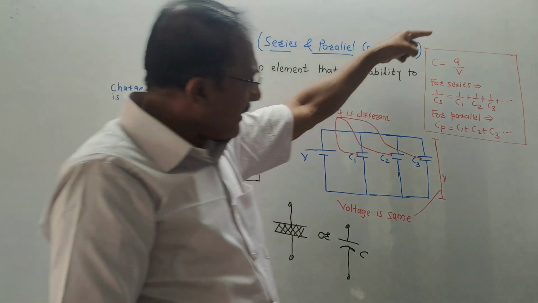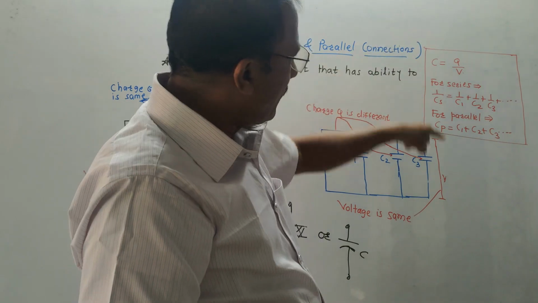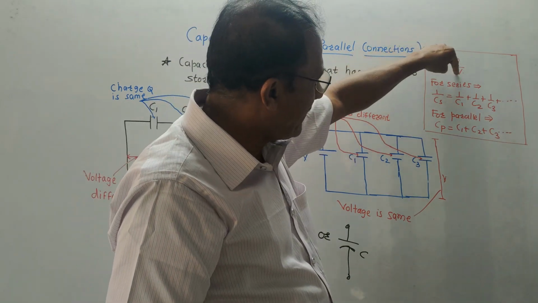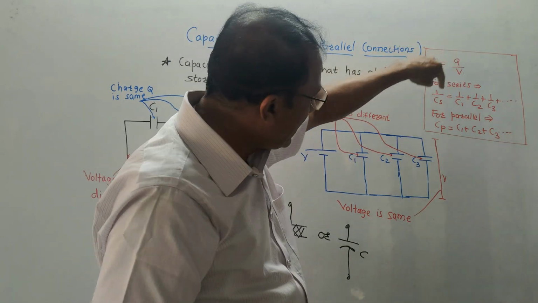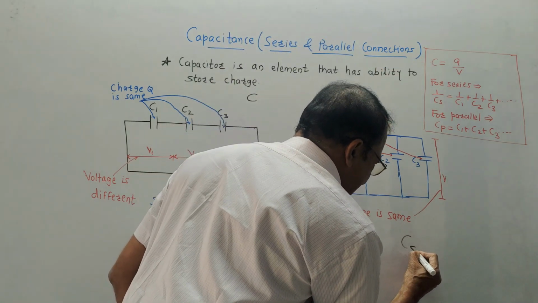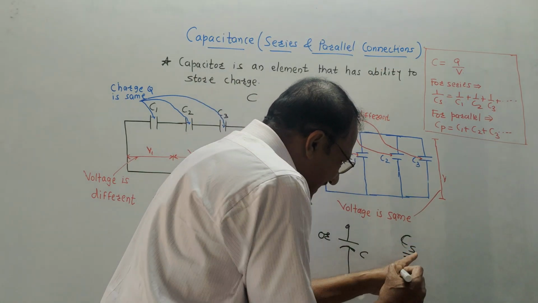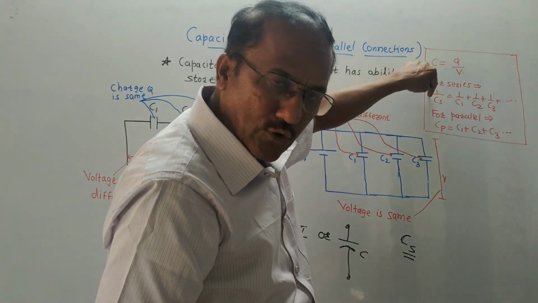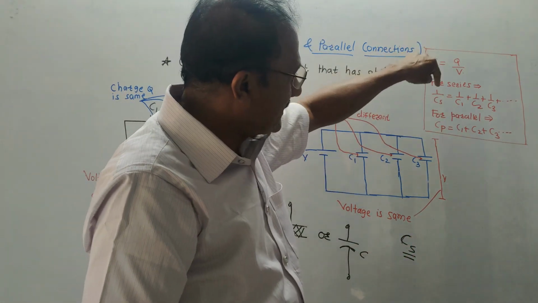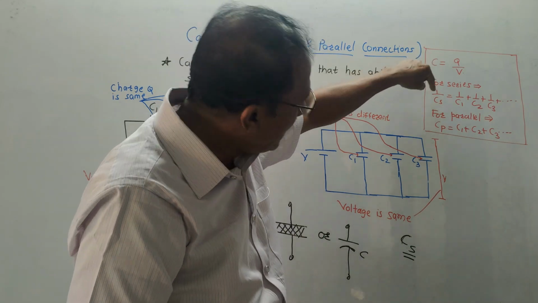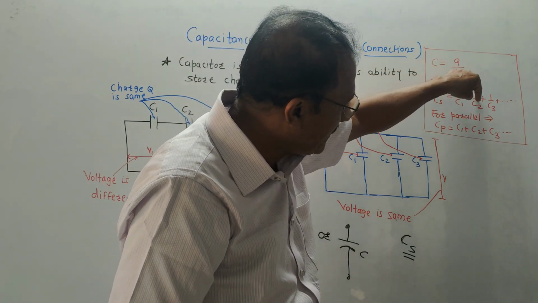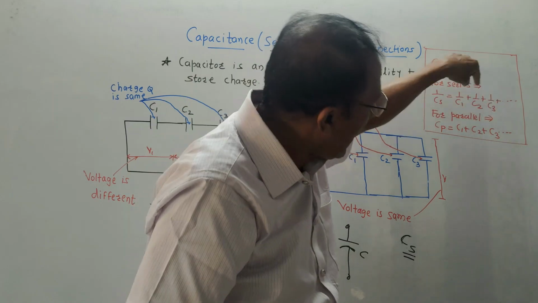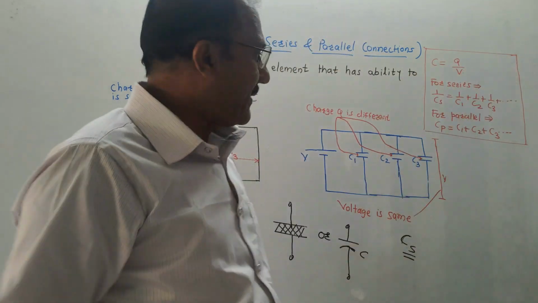Now, I have written the formulae for a quick glance. Capacitance is Q by V. For series connection, equivalent capacitance is denoted by CS. Suffix S stands for the series connection. Formula to calculate the total capacitance value of a series connection is 1 by CS is equals to 1 by C1 plus 1 by C2 plus 1 by C3 and so on. There can be n number of capacitors.